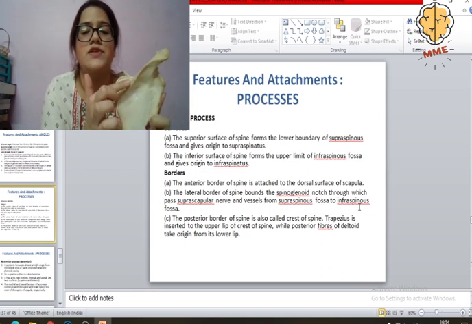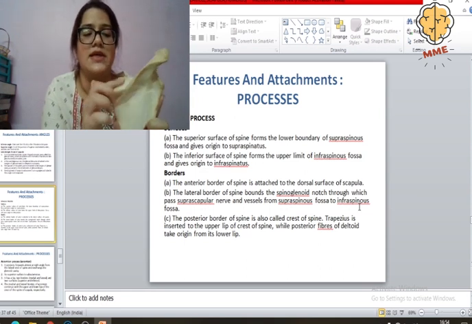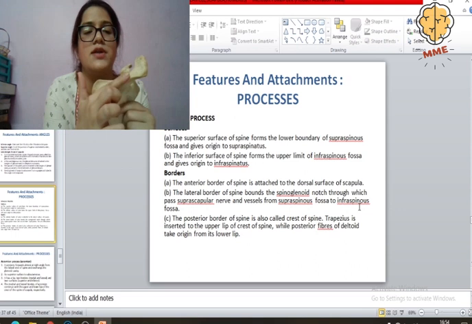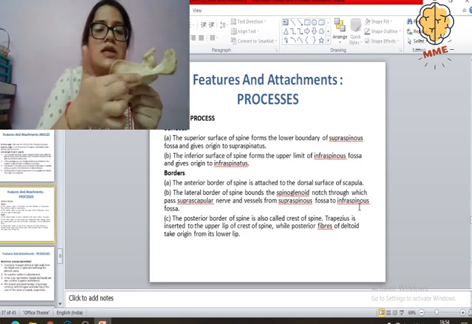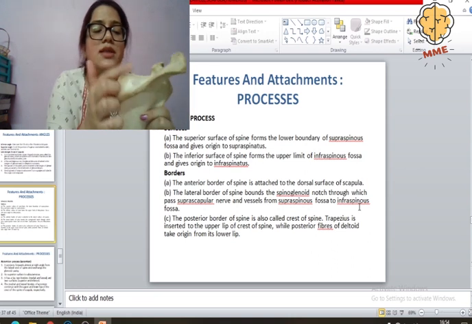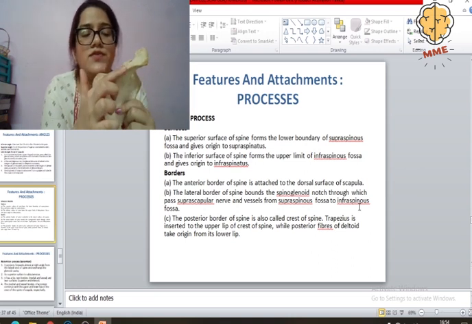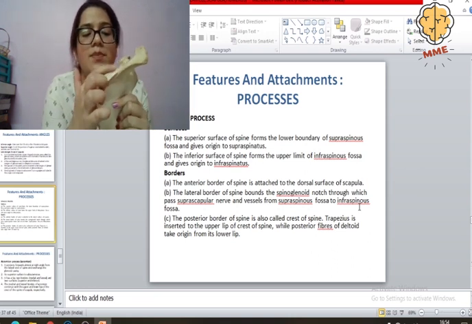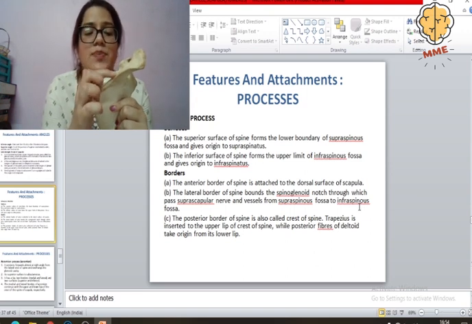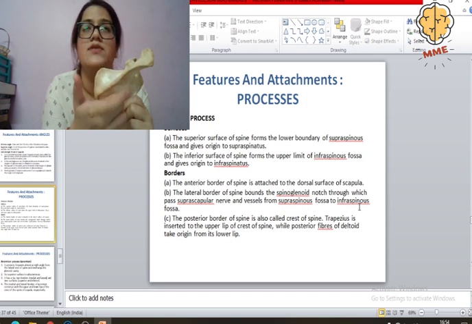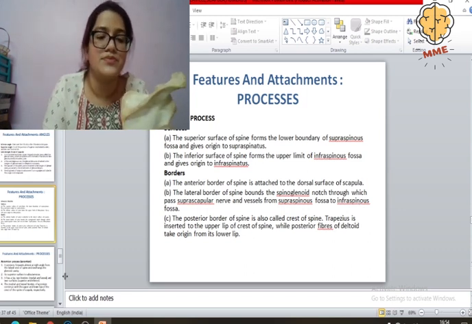The posterior border of the spine is called the crest of the spine. See, this one is the posterior border. Anterior border over here, posterior border over here. This posterior border, the crest of the spine, has two lips. You can see an upper lip and a lower lip. The upper lip receives the insertion of trapezius and the lower lip receives the insertion of the posterior fibers of deltoid.